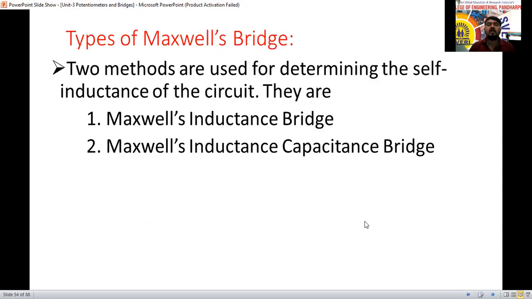There are two methods of Maxwell bridges. The Maxwell bridge is used for the measurement of self-inductance only, but two methods are there. One is the Maxwell inductance bridge. Another one is the Maxwell inductance capacitance bridge. In this bridge we use inductance and capacitance both, but the unknown value is inductance only.